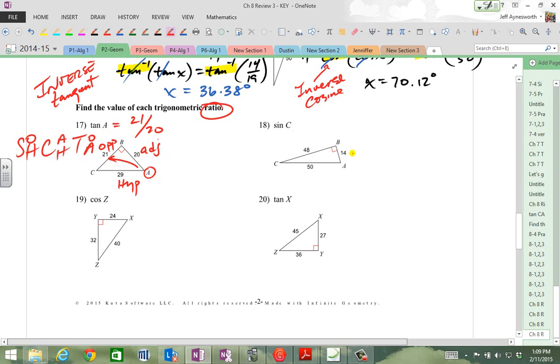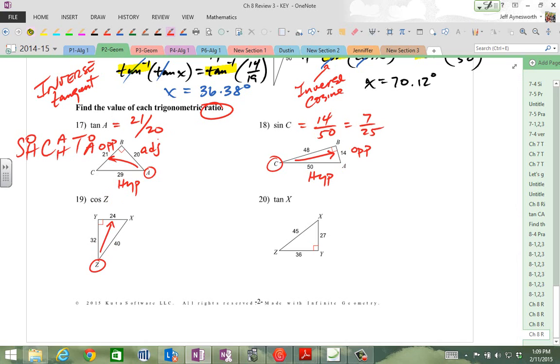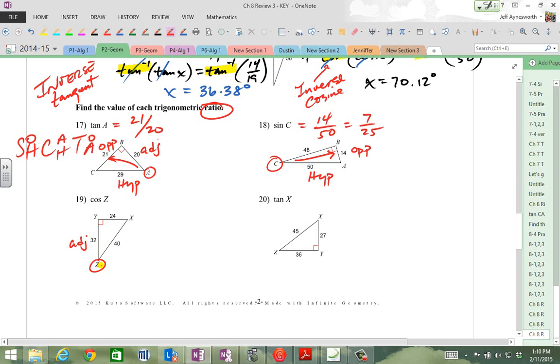Okay, sine is opposite of C. No, sine of C. Here's C. Opposite of C is 14. Hypotenuse is 50. So the sine of C is opposite 14 divided by 50, which is 7/25. Okay, cosine of Z. Here's Z. I don't want to go opposite. I want to go adjacent. So adjacent is here. Adjacent to the angle is 32. Hypotenuse is 40. Cosine is adjacent divided by hypotenuse, so 32/40. Divide both by 8, and you get 4/5.